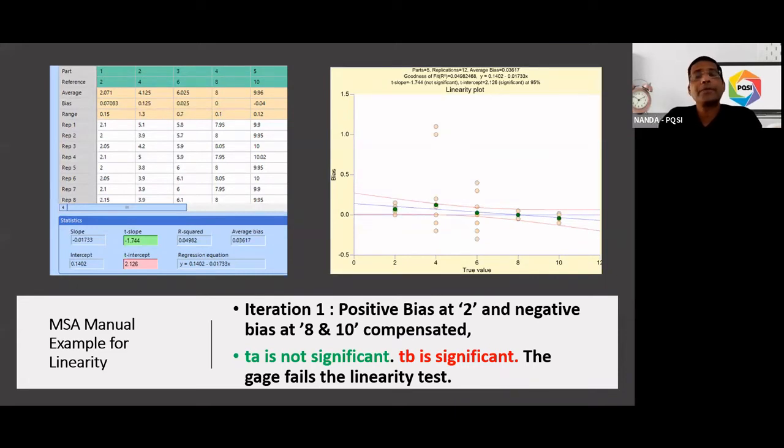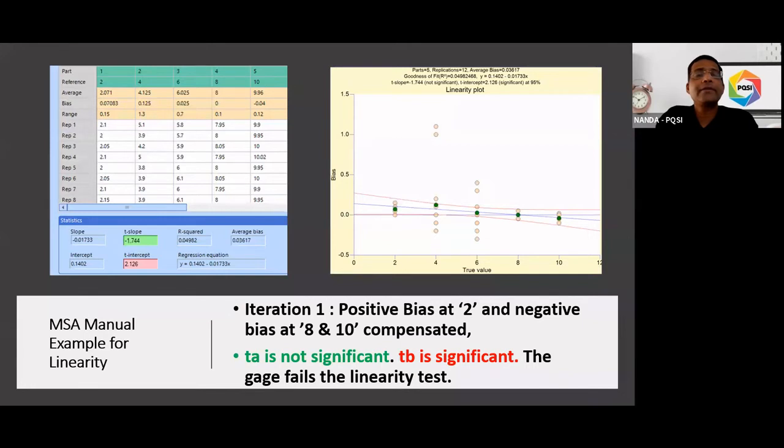What's the other problem? The other problem is more to do with the range values that you get. So if you look at the range values here, at two units, you have a range value of only 0.15, whereas at 4 units, it is 1.3. At 6 units, it's 0.7. At 8 units, it's 0.1. That's the range. So I do about 12 iterations. That's what the manual says. 12 times these measurements were made and the range computed.